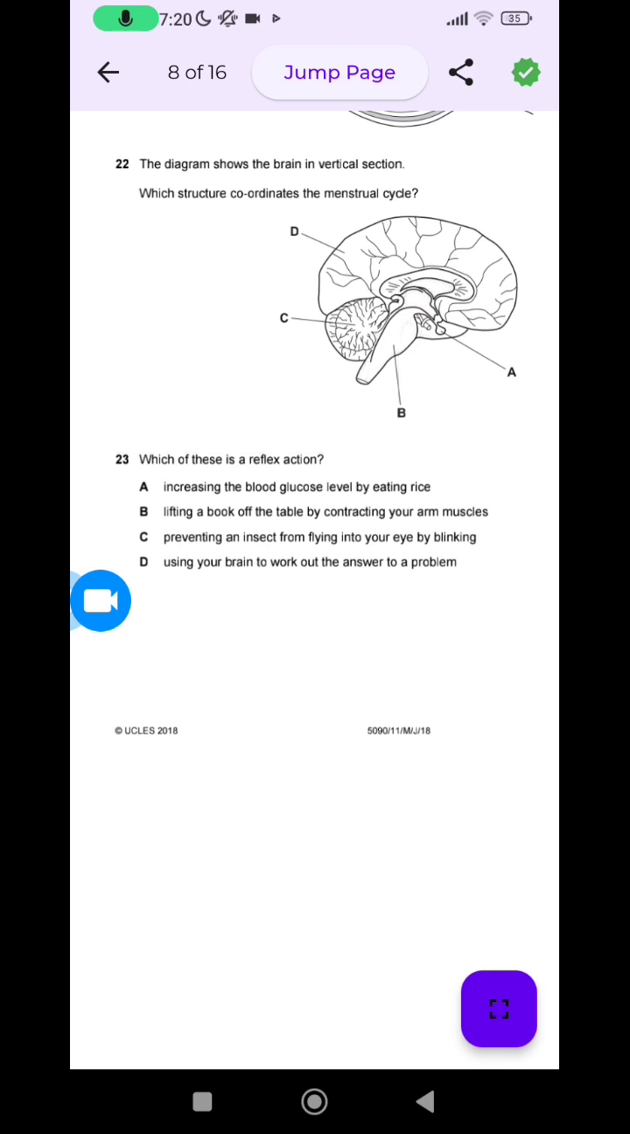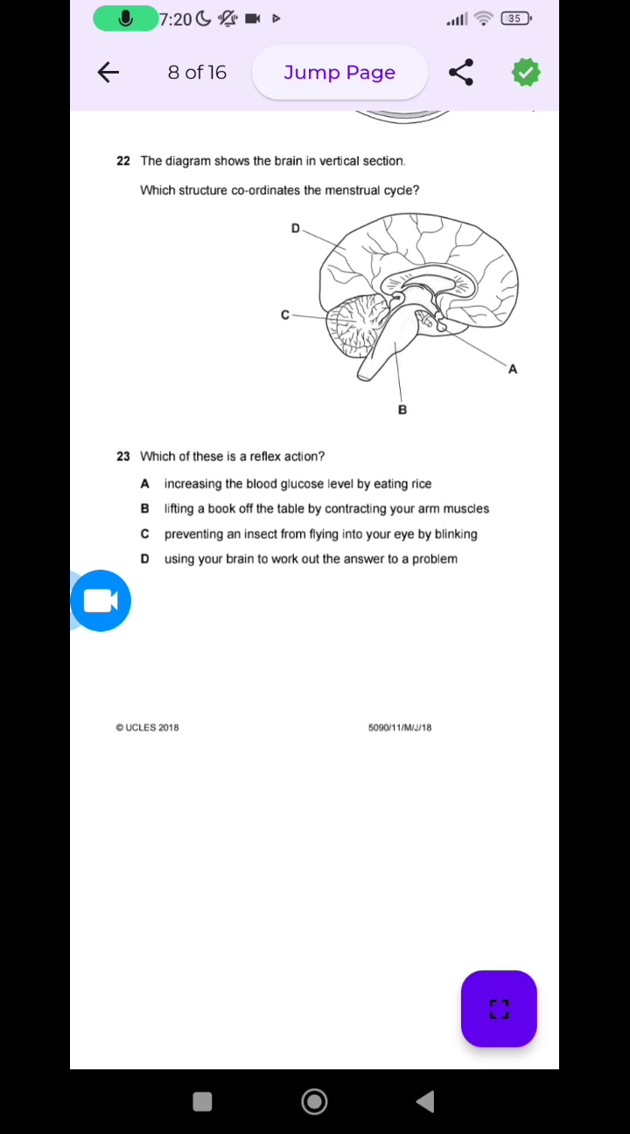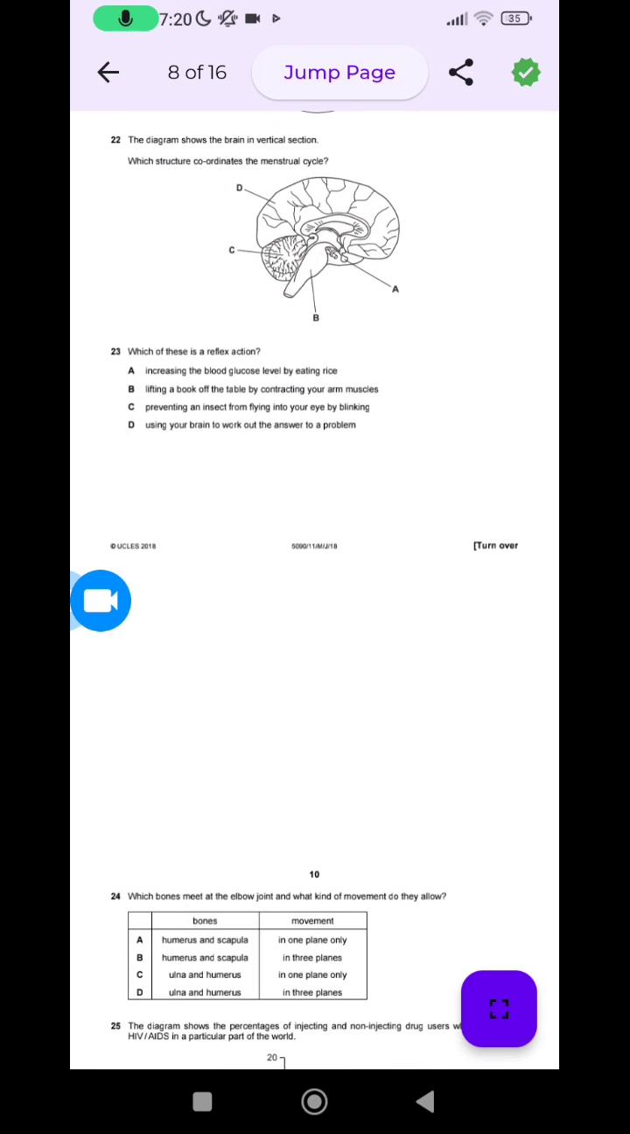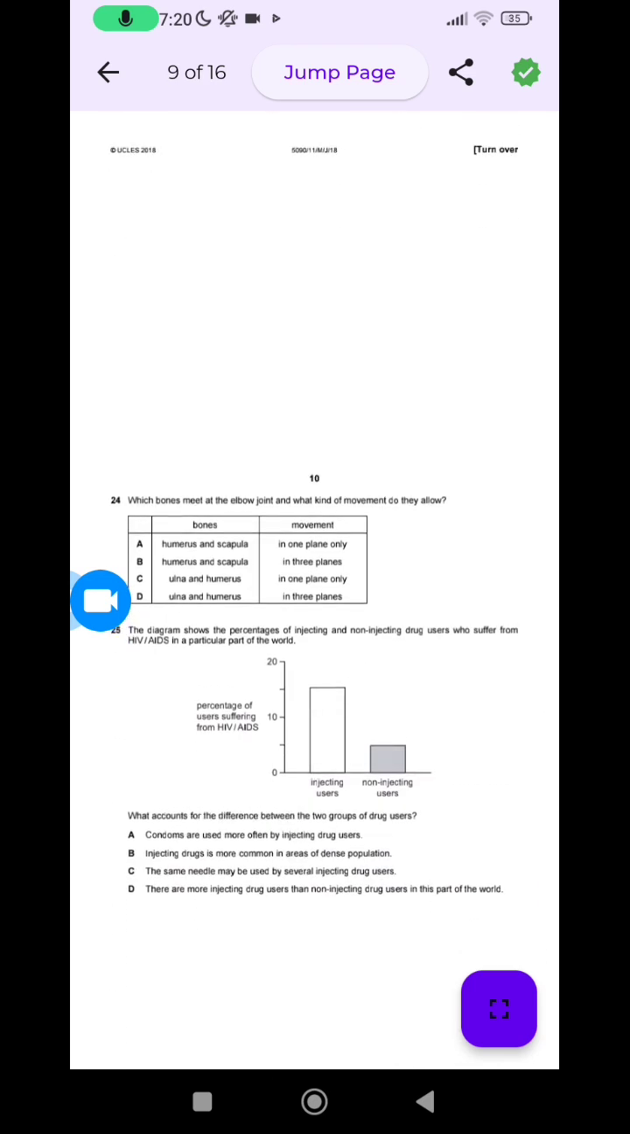Preventing an insect from flying into your eye by suddenly blinking. I've added suddenly, but as you may understand, we blink very quickly when something comes near our eye. So this is the correct option because it is an involuntary action which is also rapid without conscious control over our body. So C would be the correct option. Using a brain to work out the answer to a problem is also incorrect because it is not an involuntary action. We are willingly solving a problem.